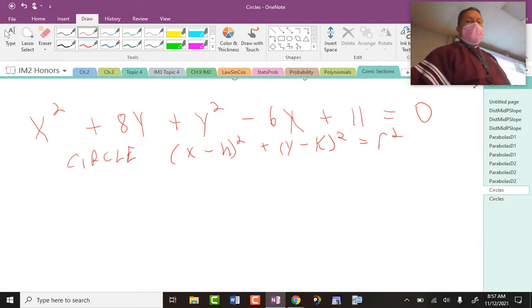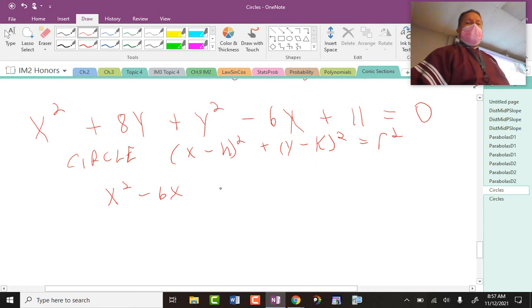So, okay, that means I want to group the x's together. I have a minus 6x. And then I want to group the y's together. Ooh, what is he putting this big space for? Well, what am I going to have to do? What am I going to have to do? 3, 2, 1, go. What do you think?